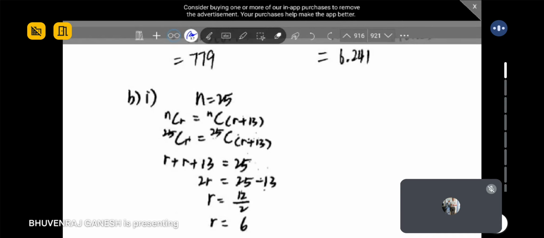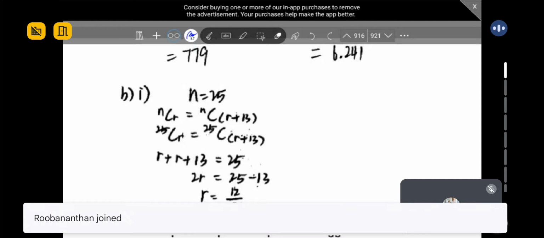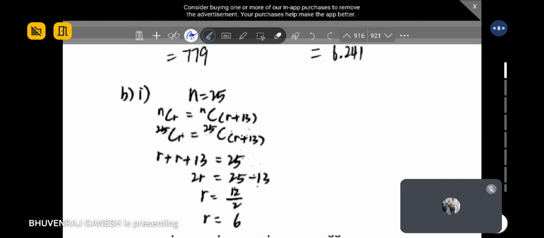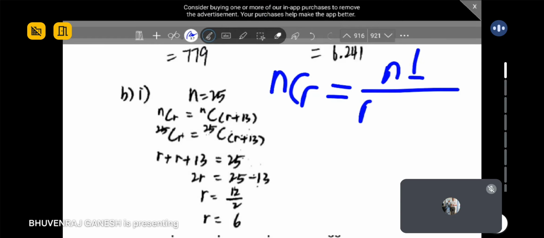Okay, so guys, very simple. You can do it like this. Boleh buat macam ni. Over here, if you want, you can use the formula. So guys, what is your formula for NCR? NCR is equal to what? I think it's N factorial over R factorial, N minus R factorial. Am I right, guys? This is the formula, right?